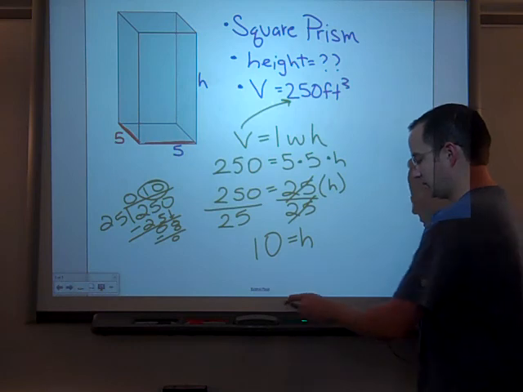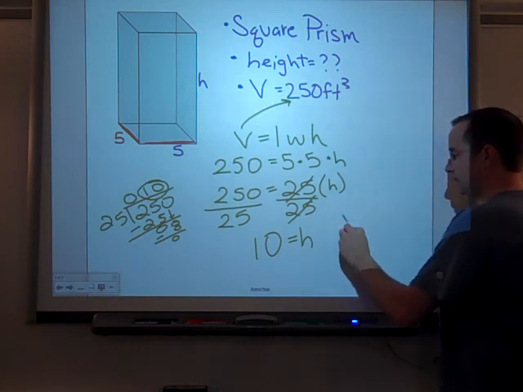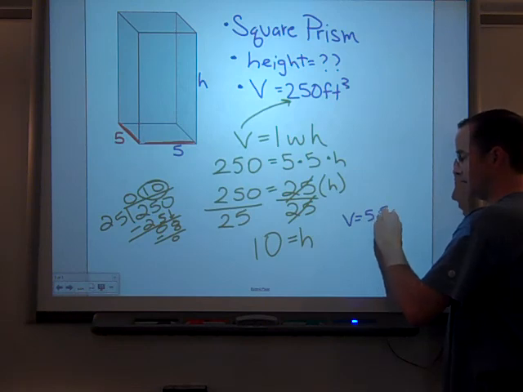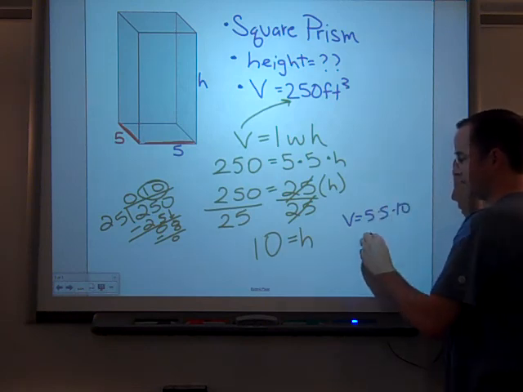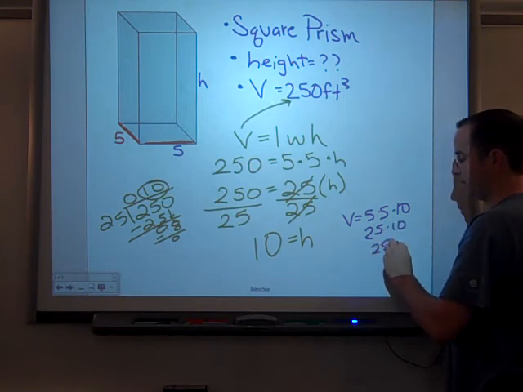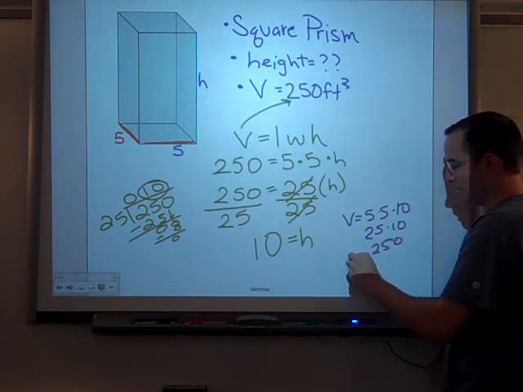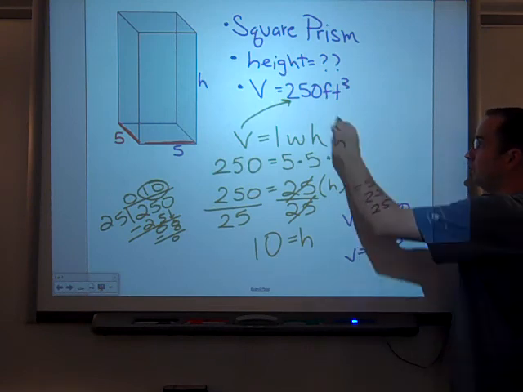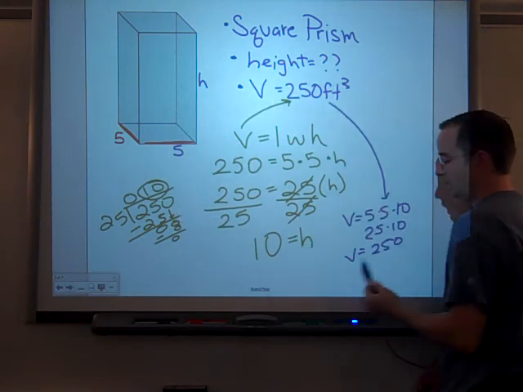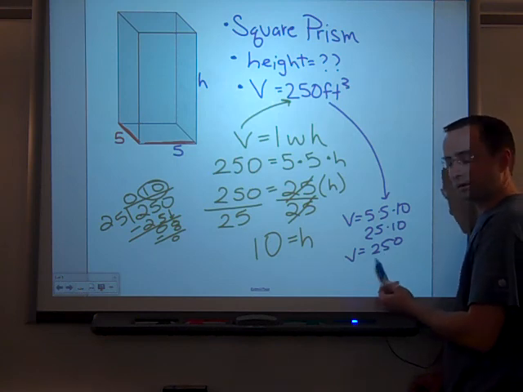How do I check that? Very easy. Plug it in. Volume equals 5 times 5 times now 10. So now I have 25 times 10. That equals 250. We can see that real easily. So volume equals 250. And that's a match. So we found it with division, and then we checked it with multiplication.